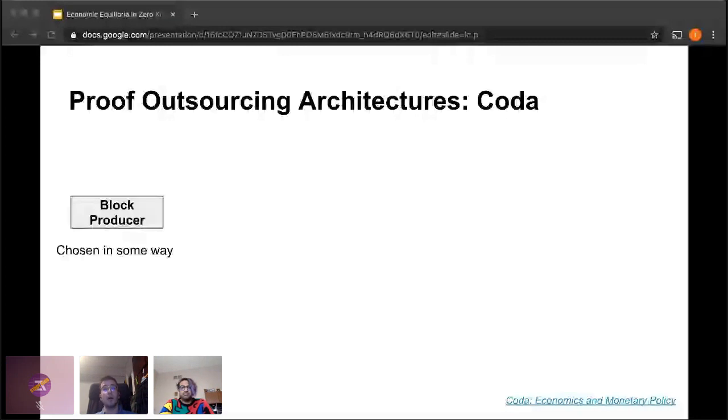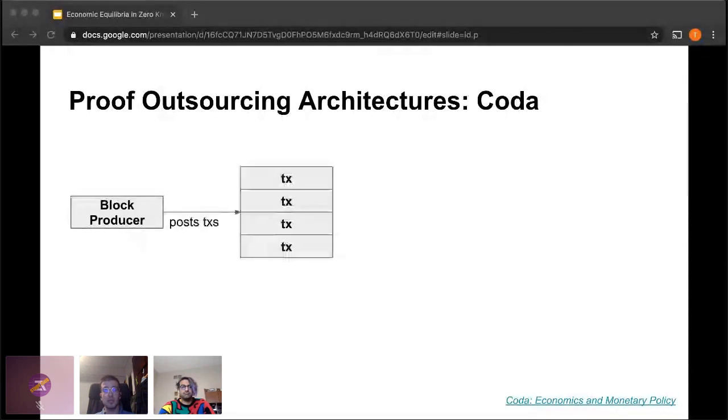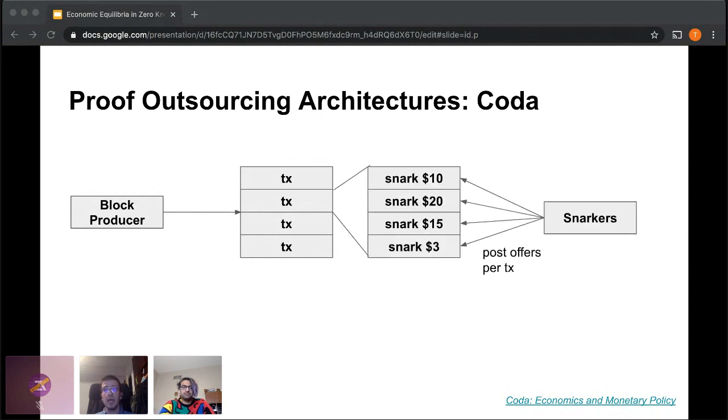So let's start with some examples of the architectures that we have seen today. So let's take Coda, for example. So in Coda, you have a block producer, which is kind of similar to a miner, that is chosen in some way, which we do not investigate. And they choose some transactions from their mempool. And again, how they choose the transaction is of independent interest. And then they publish these transactions and wait for snark bids on them. And this is because a transaction in Coda is only valid if it's included in the chain alongside the snark, which proves its validity.